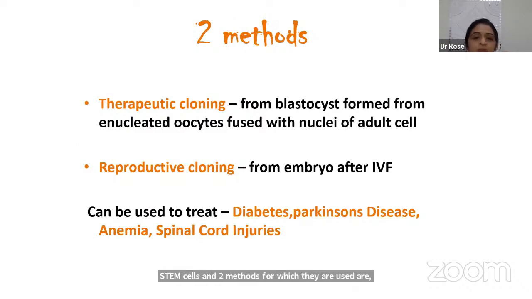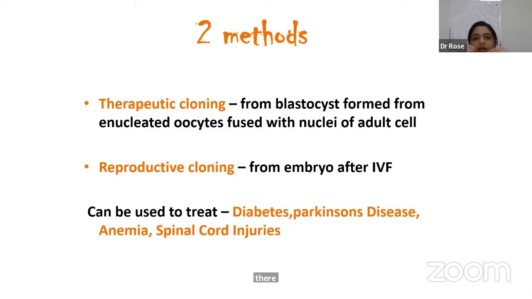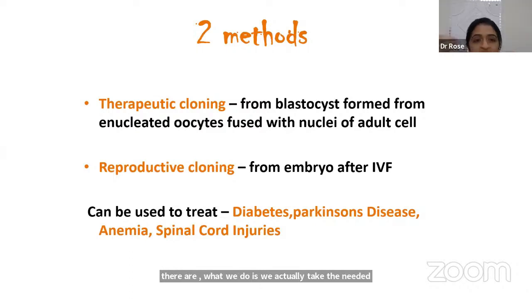So in therapeutic cloning, what we do is we actually take the needed cell from the adult and we get the nuclei from that cell and we implant it into the oocytes which don't have any nucleus, and it will undergo transformation to form a blastocyst. So there is no fertilization. It is just a method of cloning, and there is no sharing of chromosomes. It is just the needed cell nucleus which we are taking and cloning. That is therapeutic cloning. Reproductive cloning means we take the cells from the embryo after in vitro fertilization. Some of the diseases treated with this are diabetes, Parkinson's disease, anemia, spinal cord injuries.